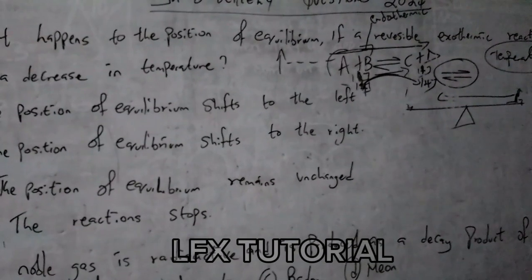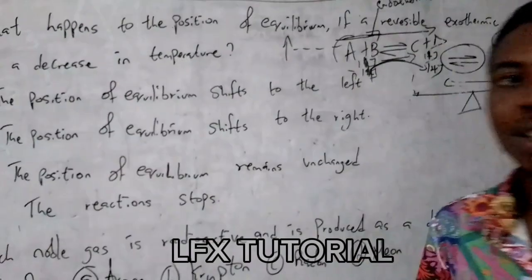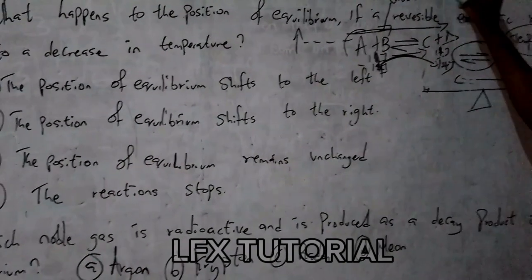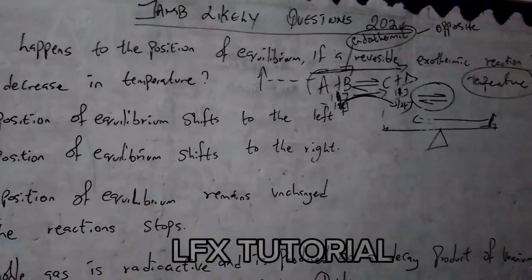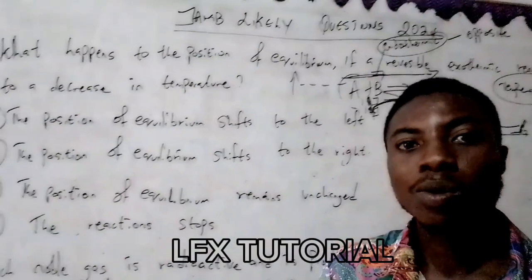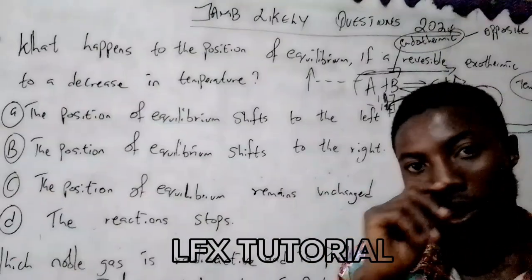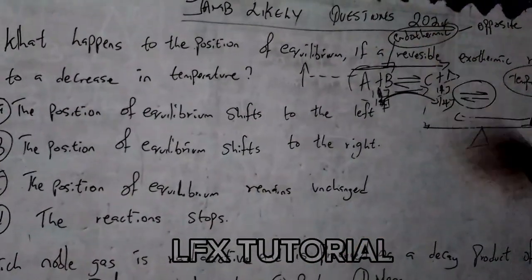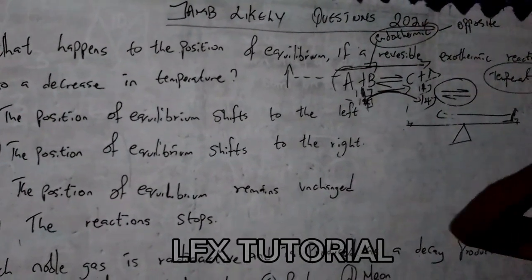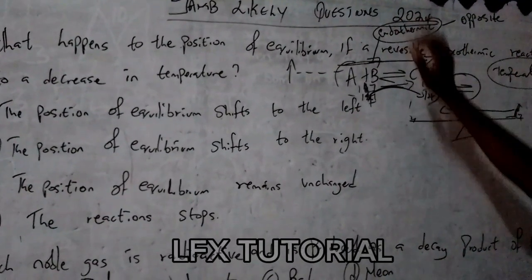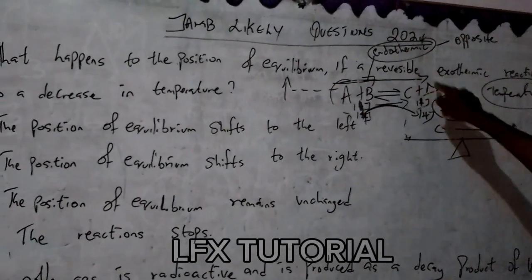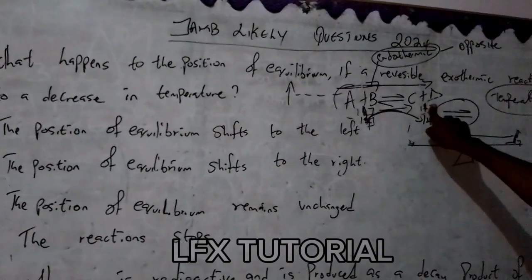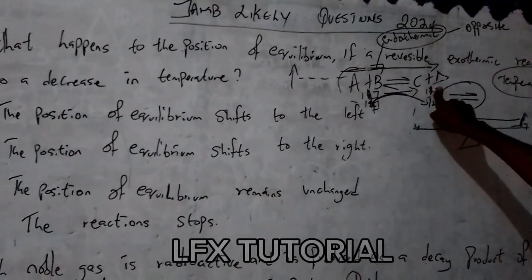Now, what if this was an exothermic reaction? Exothermic reaction is the opposite of what happens in endothermic reaction. Remember, in exothermic reaction, heat is released to the environment. So what is the opposite of what happens in endothermic reaction? If you increase the energy here, the system will move to the right, to favor what? The forward reaction.